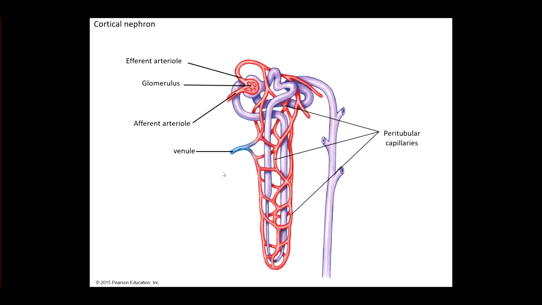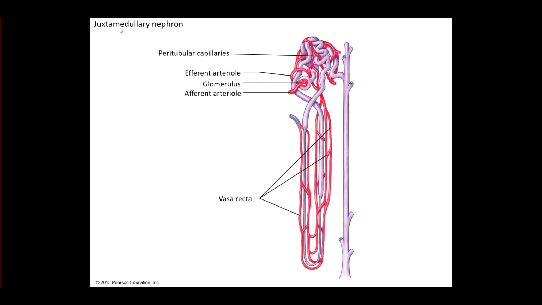So this kidney nephron here is actually a type of nephron called a cortical nephron. It's just the position of the nephron. I'll go over that in a subsequent lesson. Here's another type of nephron called the juxtamedullary nephron.